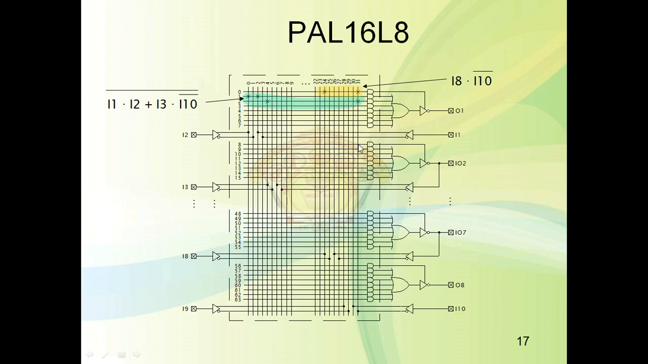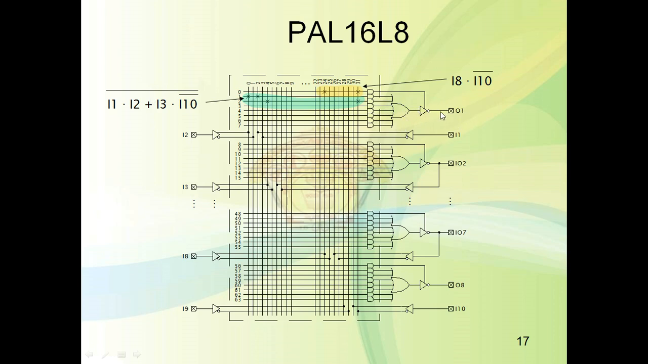Now we can see the vertical line here, and this is I10 bar. It is inverted, so I10 bar. So I3 dot I10 bar is one product term. I1 I2 or I3 I10 bar is connected to the OR gate. So this is OR, and then it is inversion, so total inversion. So this function is there and it is given to the output.